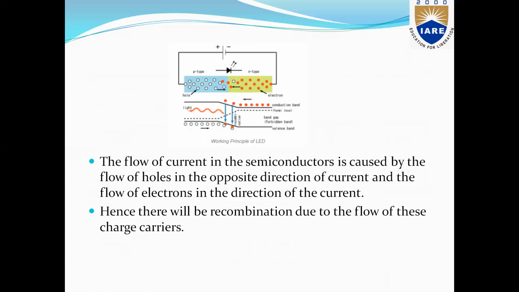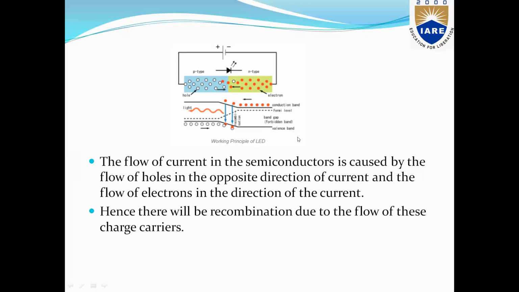In this picture, we can observe the working principle of LED. In blue we have the P type, and in orange it is the N type. The white symbols are holes, and the orange ones are electrons. This is the light. This is the conduction band. This is the valence band. This is the band gap, also called the energy gap.